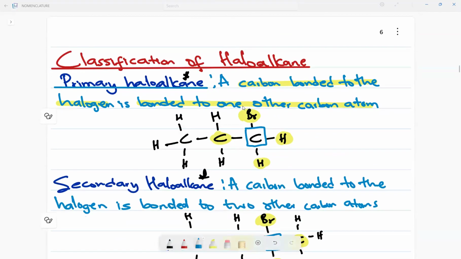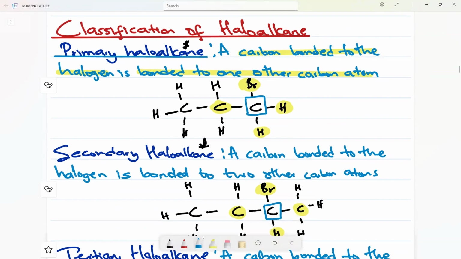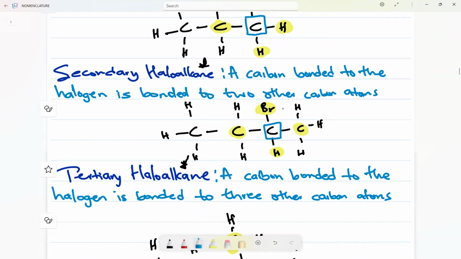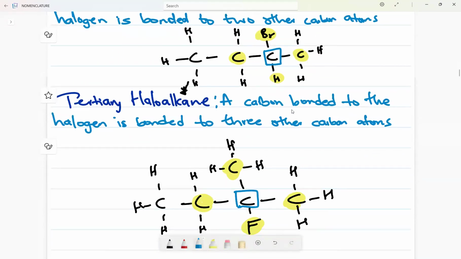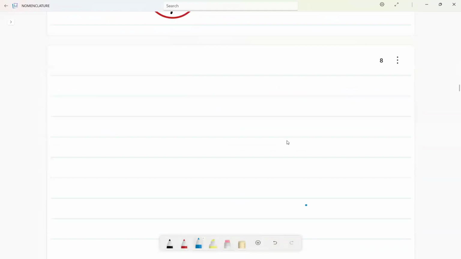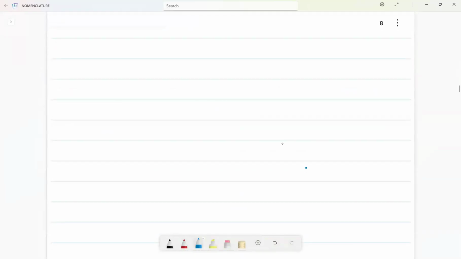What will differ is that on an alcohol, instead of a carbon bonded to a halogen, we say the hydroxyl group, or the OH group, is bonded to one other carbon for primary. For secondary, the OH is bonded to two carbons. For tertiary, it is bonded to three. So yeah, it's just basically that.